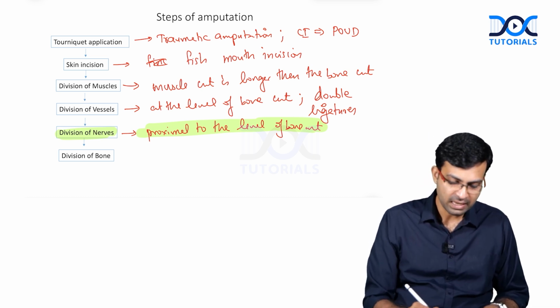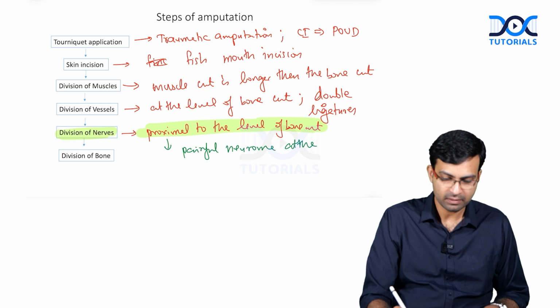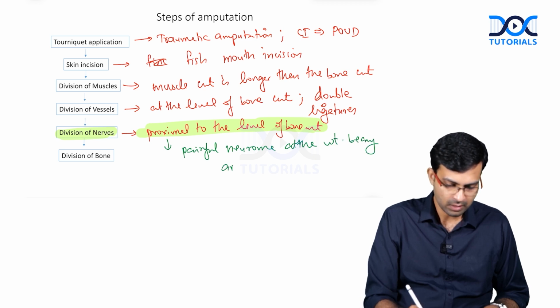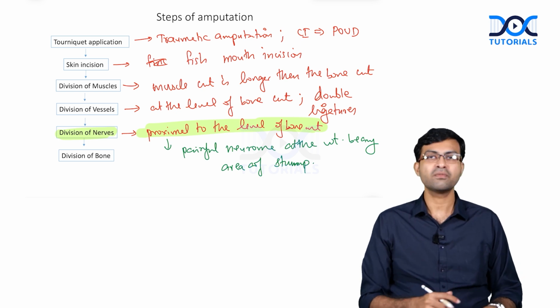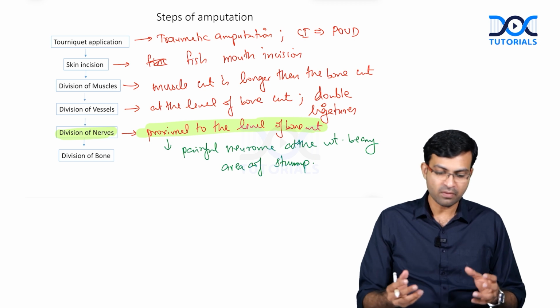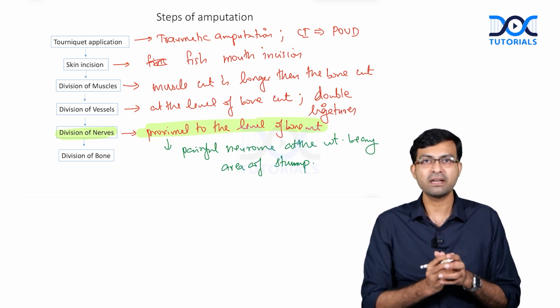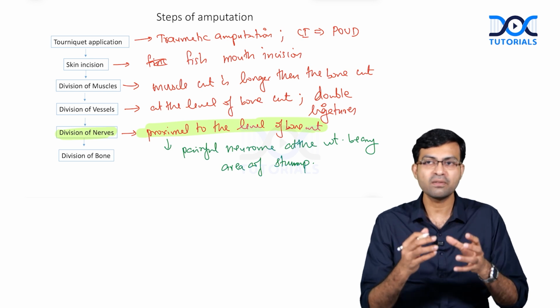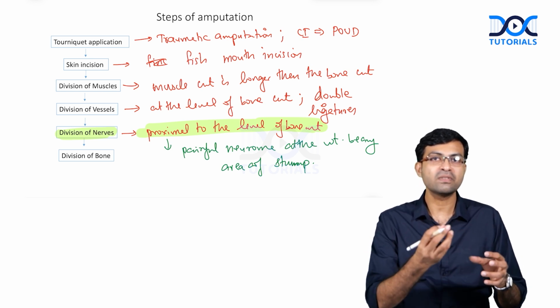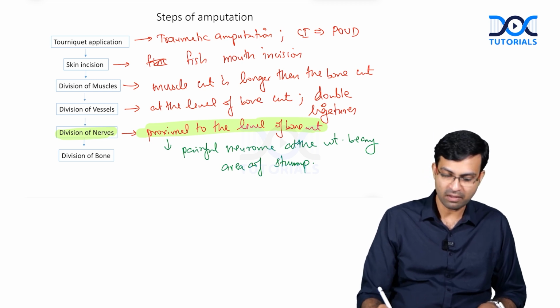Otherwise, what will happen? It is going to produce a painful neuroma at the weight bearing area of stump. So remember, our stump should be ideal for putting a prosthesis and weight bearing, isn't it? So whenever you divide it very distally, what will happen is that it will form a painful neuroma there, and when you are putting a prosthesis and when the patient starts walking, there will be compression of this neuroma and there will be severe pain. So we always cut it proximal to the level of the bone cut.